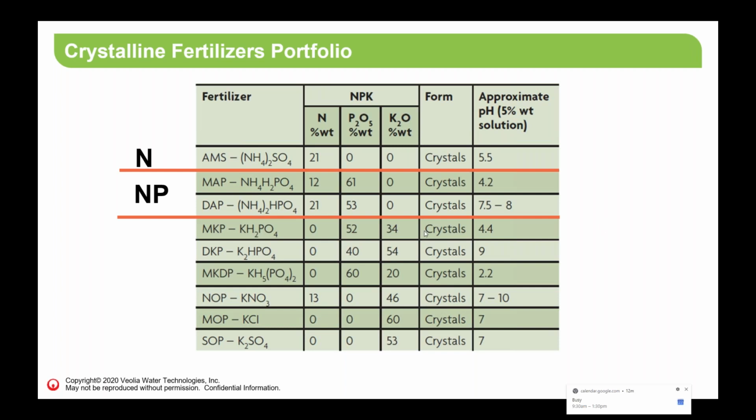So we mentioned MAP and DAP, monoammonium phosphate and diammonium phosphate. For example, MAP is, let's say, a moderately acidic pH crystal. And these crystals are very interesting because they can be produced not only from purified acid, but also, let me show you here an example.